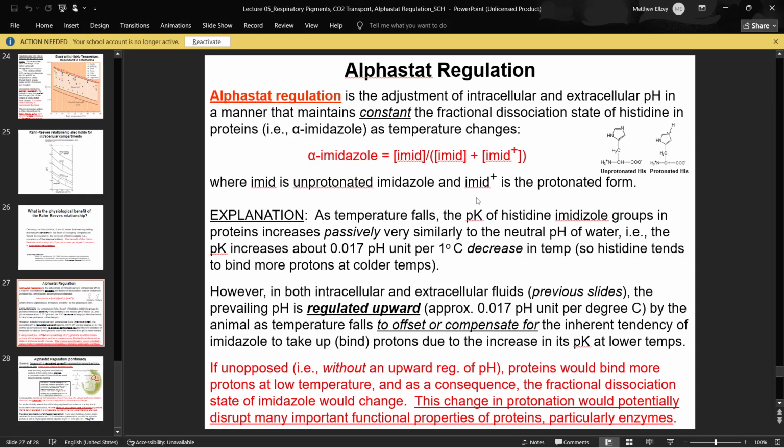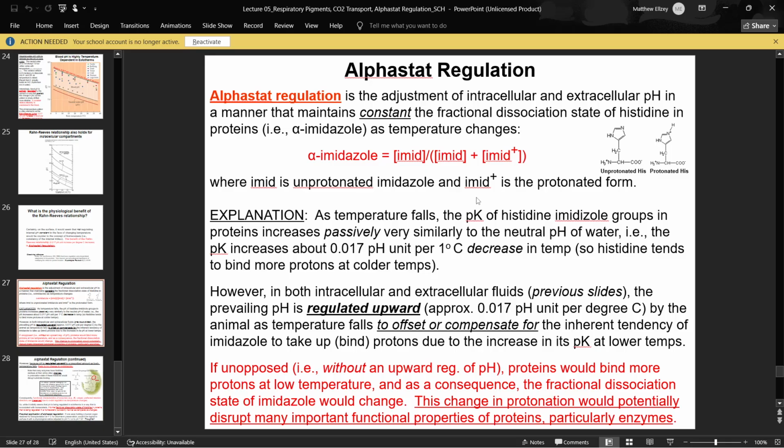Okay, so what is alpha stat regulation? We're going to throw out this fat jargon real quick, and then we're going to explain what this means. Alpha stat regulation, by definition, is the adjustment of intracellular and extracellular pH in a manner that maintains constant the fractional dissociation state of histidine in proteins, like alpha-imidazole, as the temperature changes.